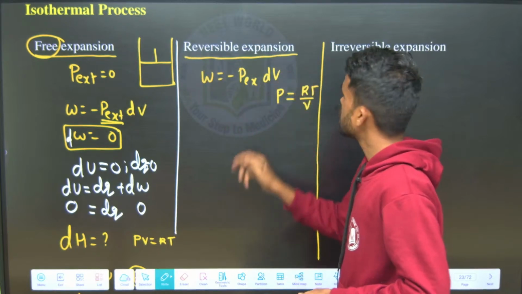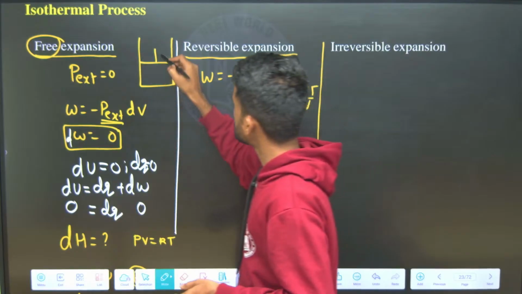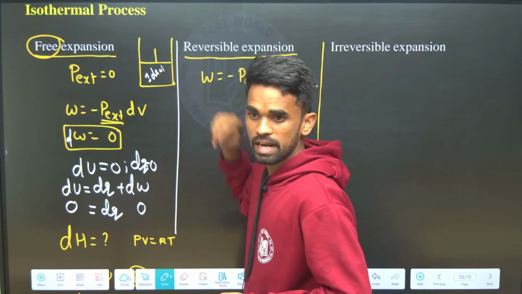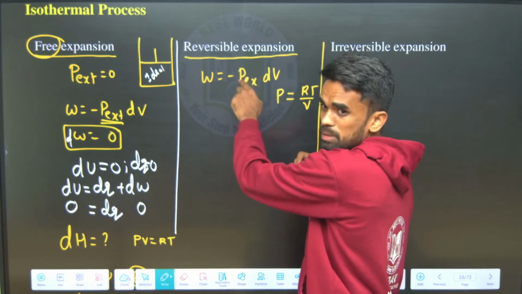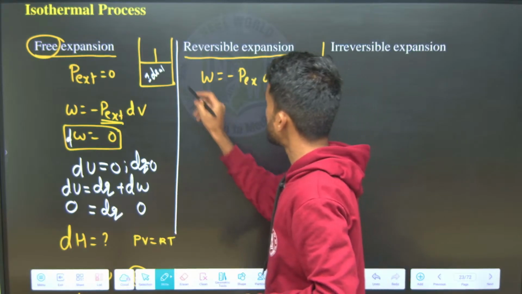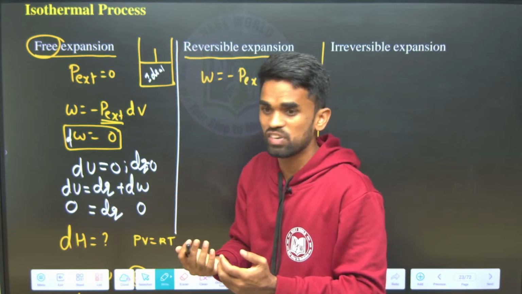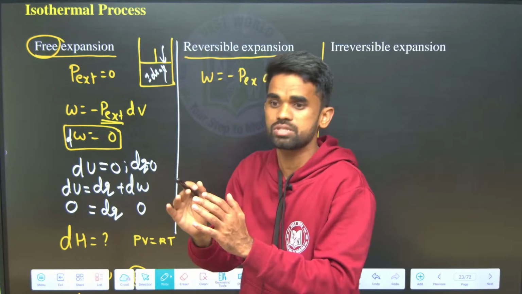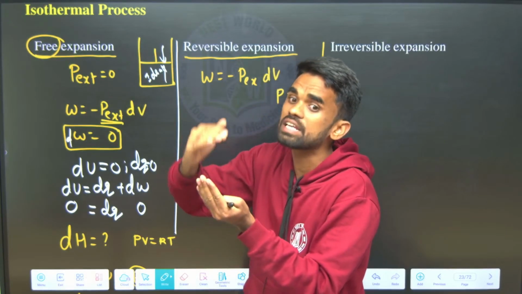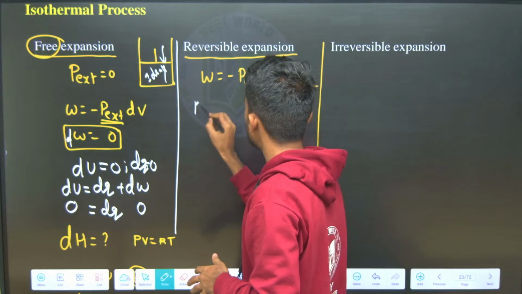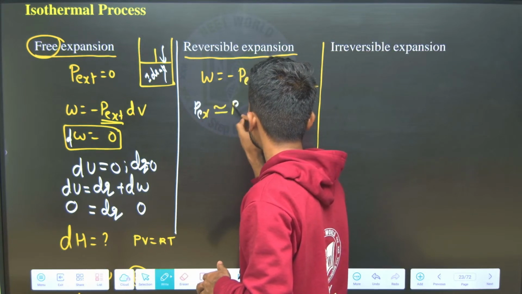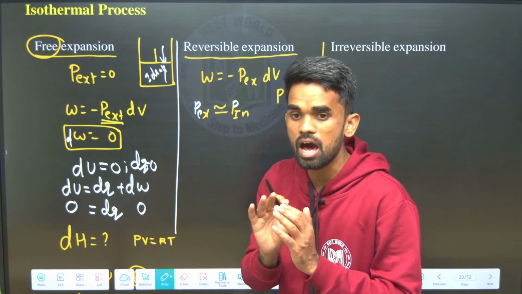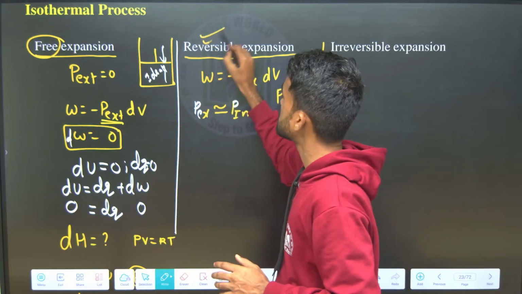In the reversible case, you should ask me a question: sir, you are saying P external but you are taking the ideal gas inside. How are you using the internal pressure instead of the external pressure? Because for a reversible process, the pressure from inside and the pressure from outside are almost the same. That's why we call it reversible. So P external is considered almost equal to P internal.